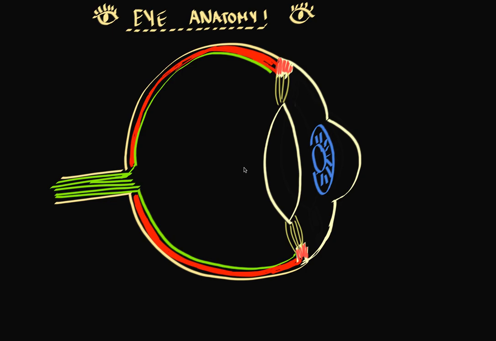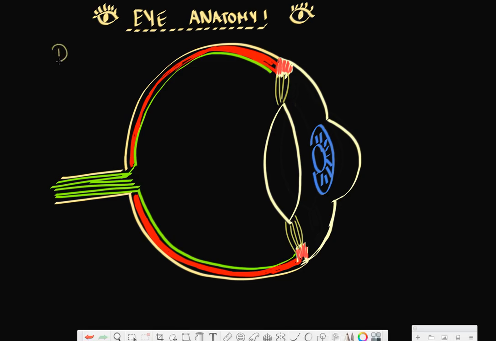We are going to study the anatomy of the eye. So here, drawn in front of you is a typical eyeball. Let's go ahead and look at the different layers and the different components that make up our eyes. The eye has three main layers.